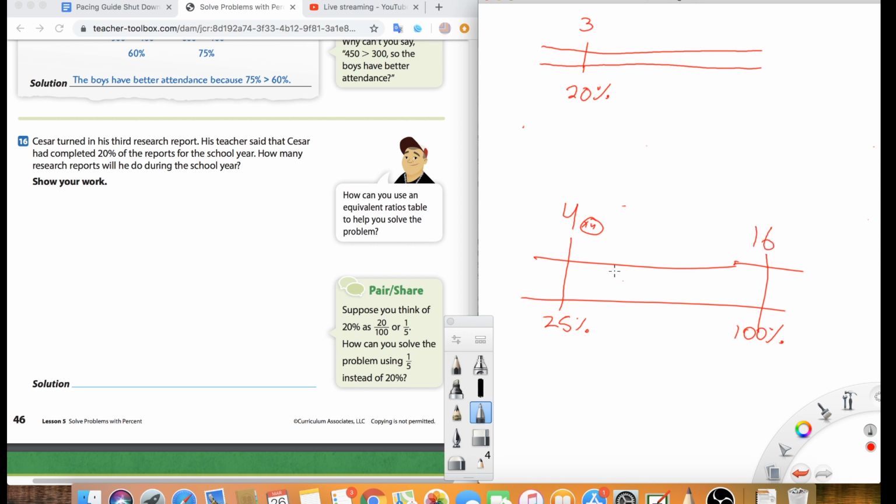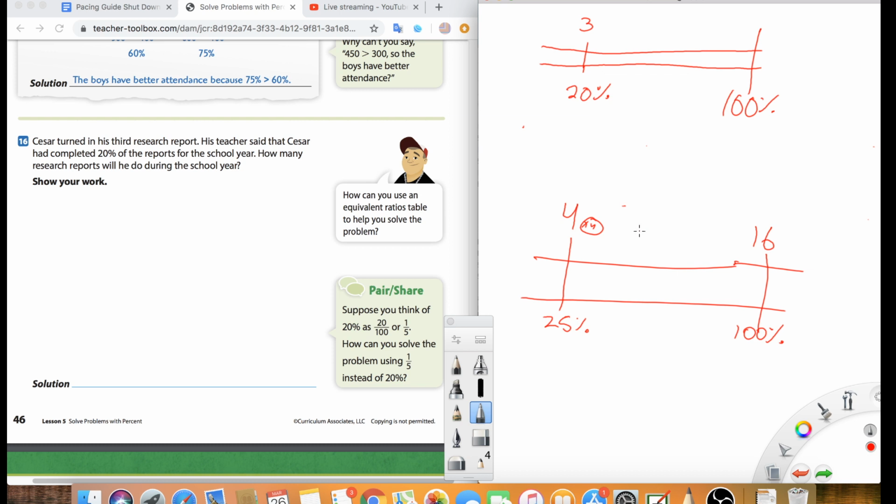That means that if this was a problem, let's say they gave us 4 right here and 25 instead of 20, we would have to multiply the 25% to get to 100. So for your work, you need to find out what 20 times what gives you 100%, and then use that multiplication number and multiply it by this 3 to find out how many reports he has to do for the year. I'm not too worried about you doing it this way, just because I know that if we do the division way, it'll be a lot easier.